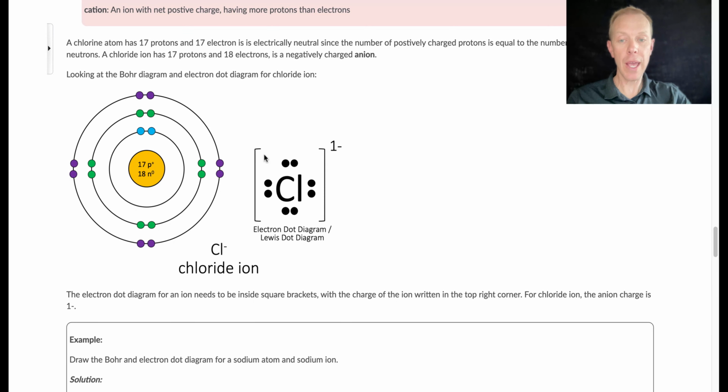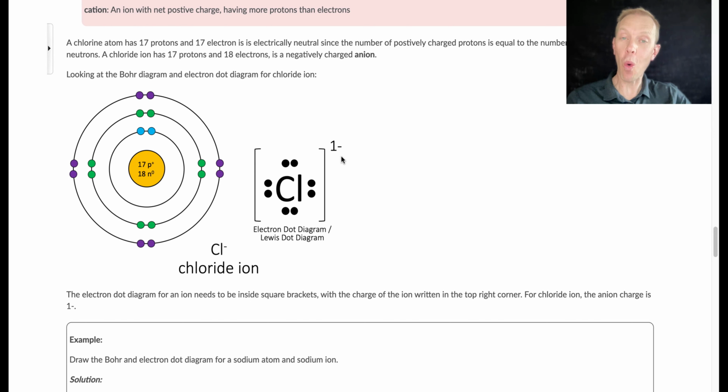Now, if we want to draw an electron dot diagram for a chloride ion, what we're going to do is the same thing as before. We're going to draw the symbol for chloride, which is Cl, but we're going to draw in all those electrons. Now we have that extra electron that wasn't previously there in the atom. So then we're going to draw these brackets around that and put the negative charge.